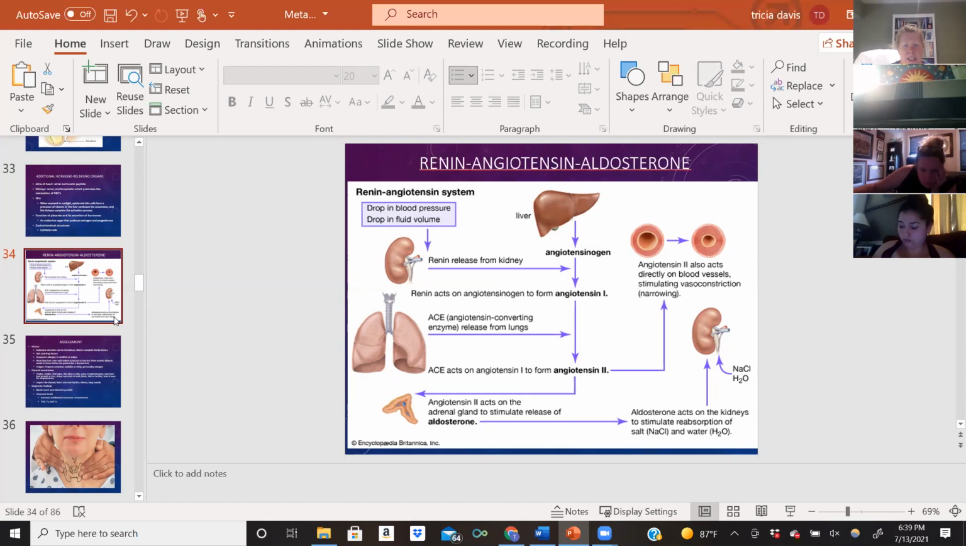It's going to act on angiotensin to form angiotensin 1. And then it's going to act on angiotensin 1 to form angiotensin 2. Angiotensin 2 is then going to act on the adrenal glands to help stimulate that release of aldosterone. And then aldosterone is going to act on the kidneys to stimulate the resorption of salt. And we know that water follows salt. So when that happens, it increases our circulating blood volume.